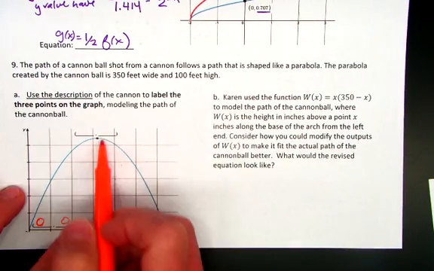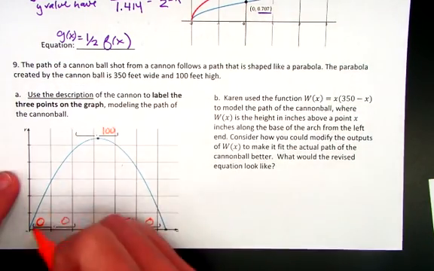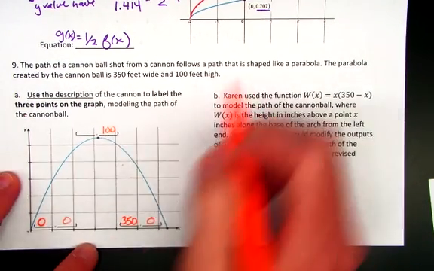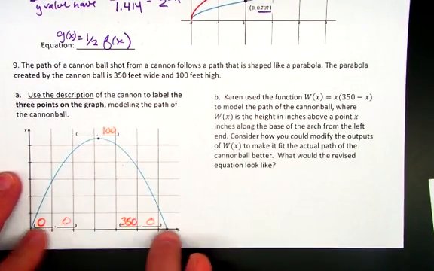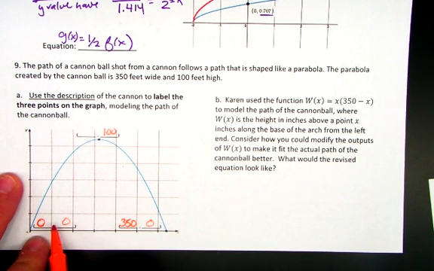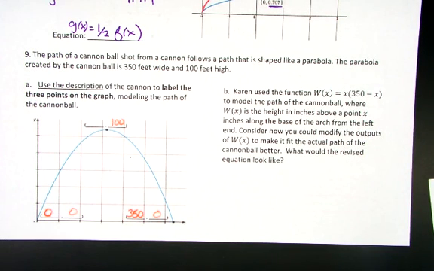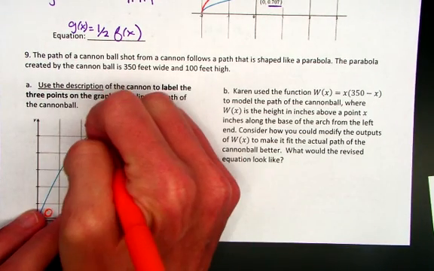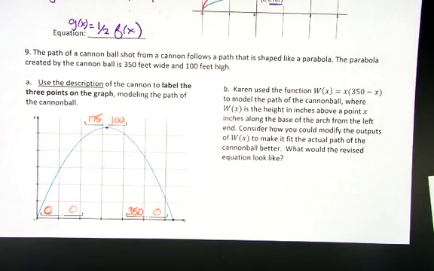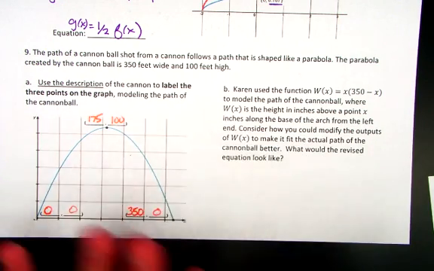Now over here, it needs to be 100 feet high. Now if this is a parabola, like it says, then the vertex is going to be halfway between the intercepts. So if I go from 0 to 350, then I need to take half of 350, which is 175. Okay, so these are the points of my cannonball.